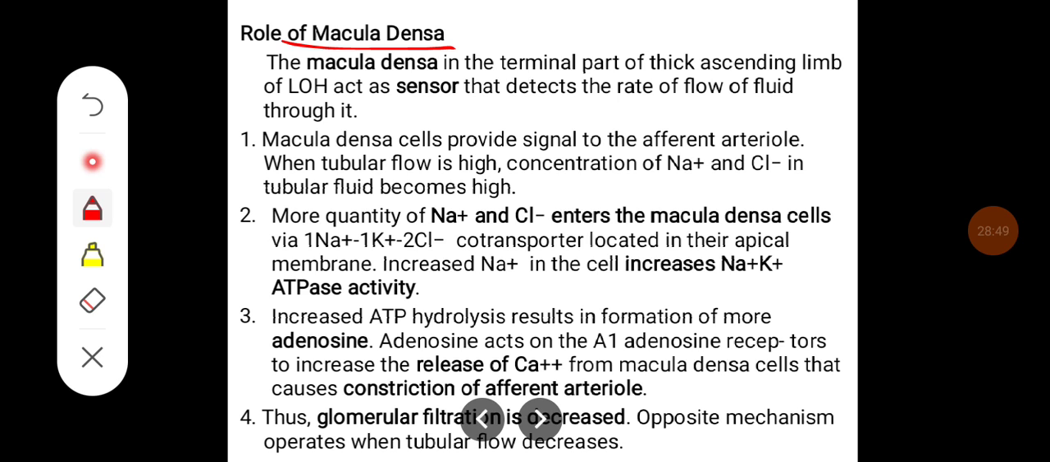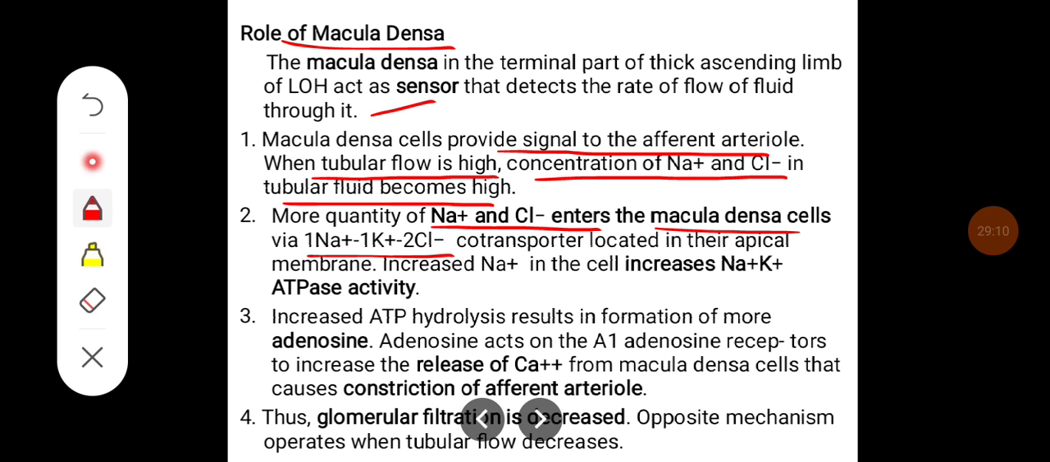The macula densa plays an important role, where the macula densa provides signal to the afferent arteriole when tubular flow is high and concentration of sodium chloride in the tubular fluid becomes very high. The more quantity of sodium chloride enters the macula densa cells via the sodium, potassium and 2-chloride transporter located in the apical membrane, increases the sodium in the cell and increases the sodium potassium ATPase activity.